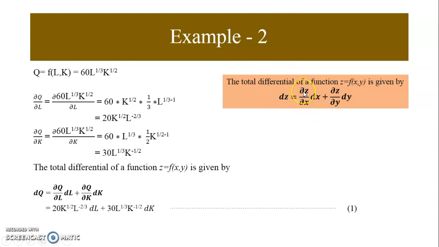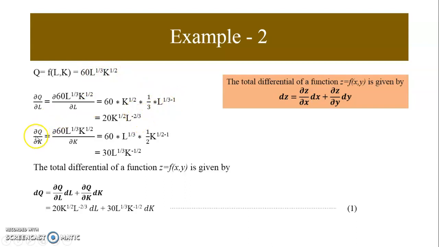This is the partial derivative of q with respect to L. Just replace z with q and x, y with L and K. So your equation will be this. Now just find the value of this, that is the partial derivative of q with respect to L. So this is 16K^(1/2) as it is, because these are constant, and L^(1/3) is 1/3 into L raised to the power 1/3 minus 1. So this is your answer.